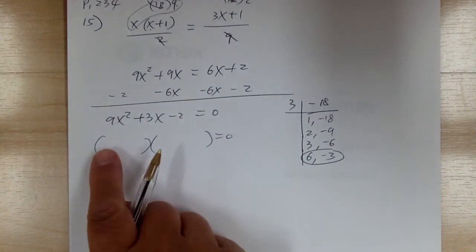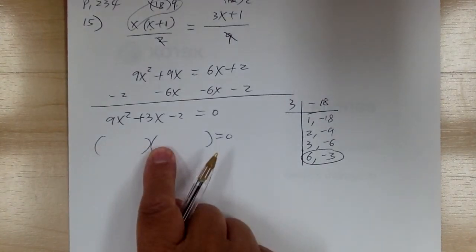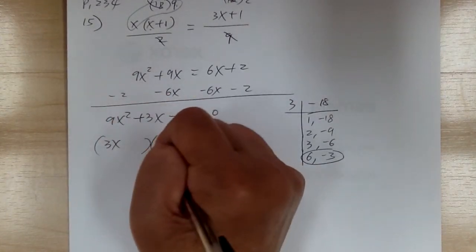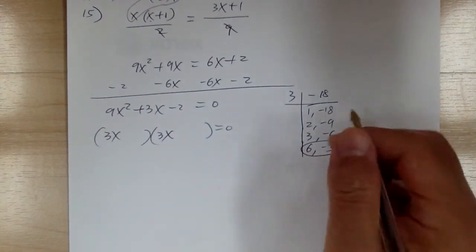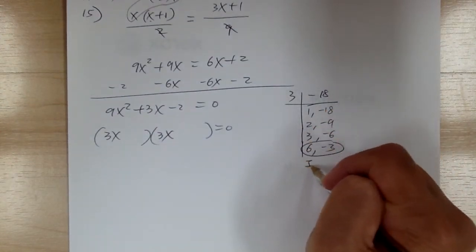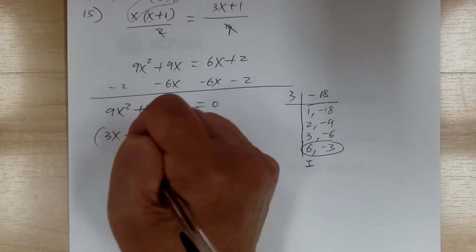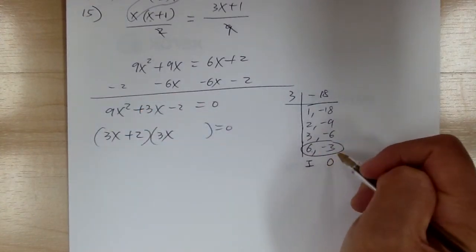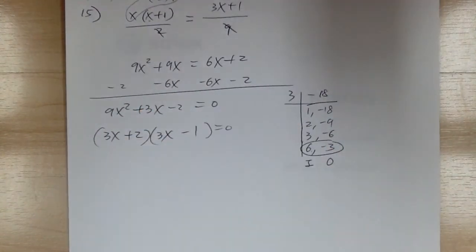Again, if you start with x and 9x, it's not going to work. So you have to try 3x and 3x. In this case, either one is going to work, so let's do the big one first. The inside is 6, so you need to get plus 2. And this is the outside, so you need minus 1.